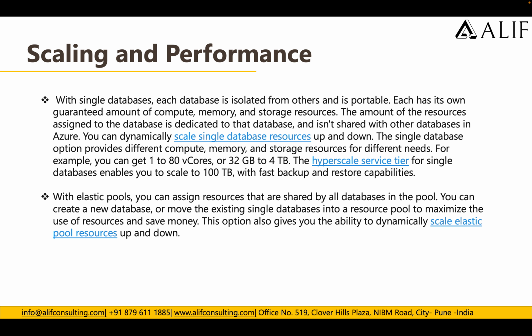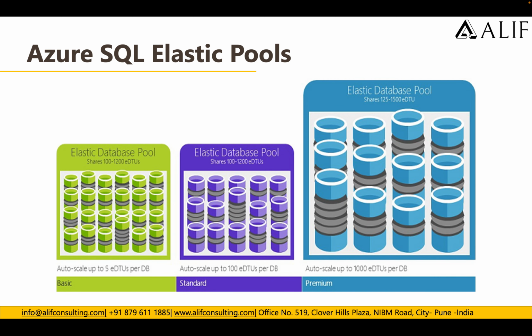Well, this is how your elastic pool looks. If you go with basic, you can have up to 5 DTUs and then share them across multiple databases. The same goes for standard and premium. Basic, standard, and premium all have their own capabilities and limitations, but the compute, memory, and storage resources will be shared across all the databases created in the one pool.